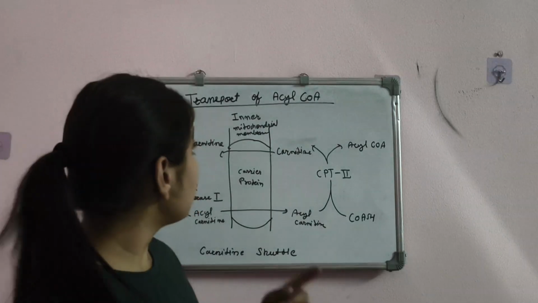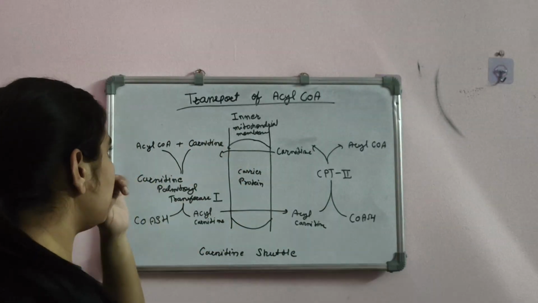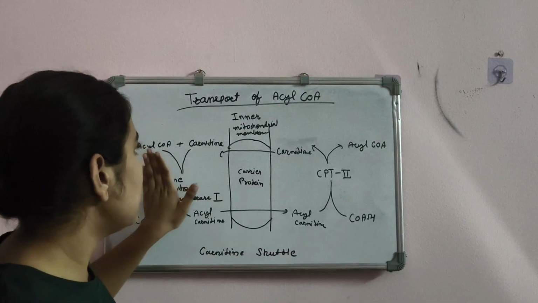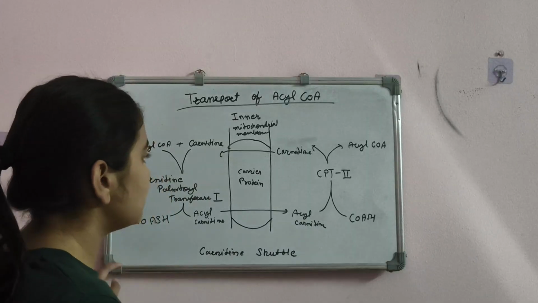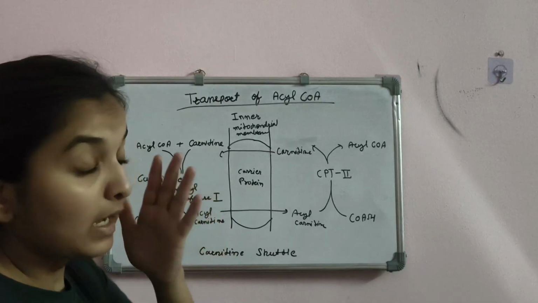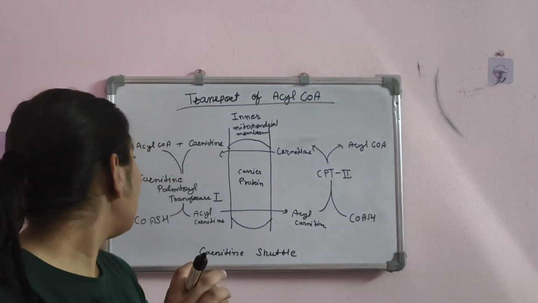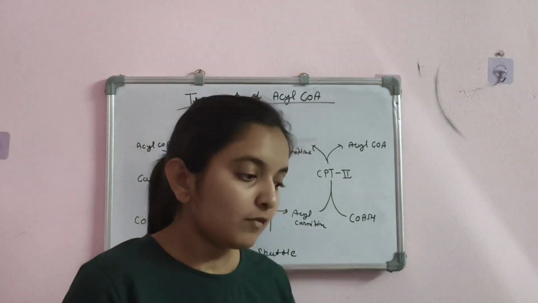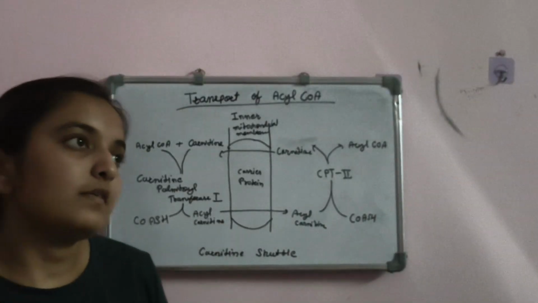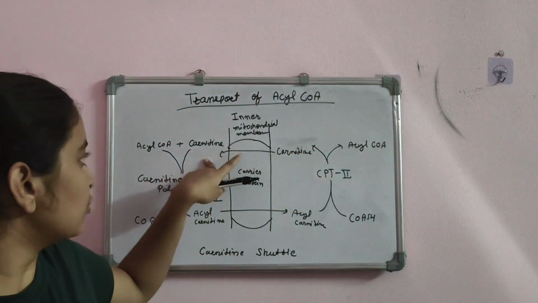Now the next thing is transport of acyl CoA. So basically the inner mitochondrial membrane is impermeable to fatty acid, it is acyl CoA. So acyl CoA is transported through the mitochondrial membrane by the carnitine shuttle. It occurs in four steps. First, acyl CoA and carnitine combine with the help of the enzyme carnitine palmitoyl transferase 1, that is CPT1. With the help of this enzyme it forms acyl carnitine which is transported, and then with the help of the enzyme CPT2 it is separated and carnitine is transported back to the cytosol.